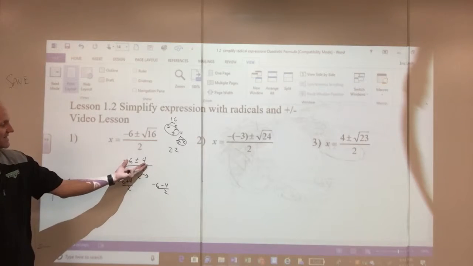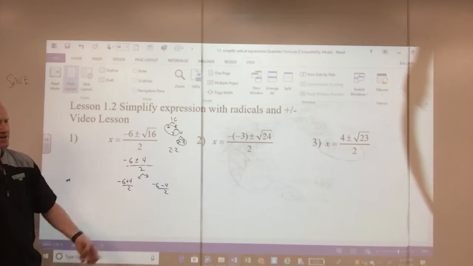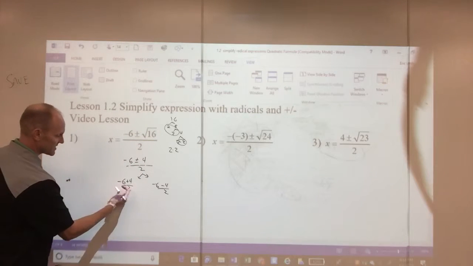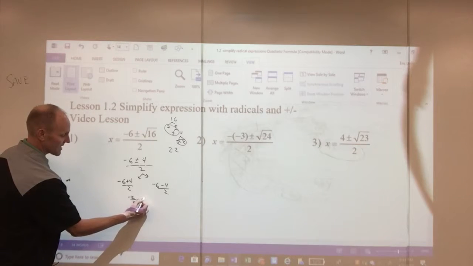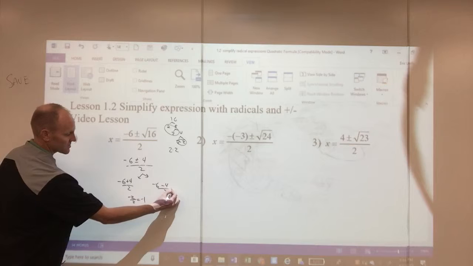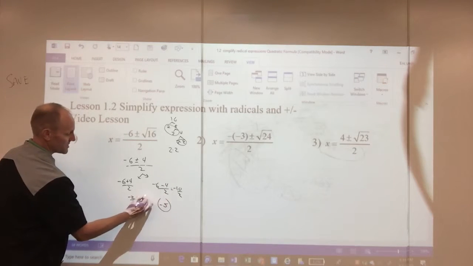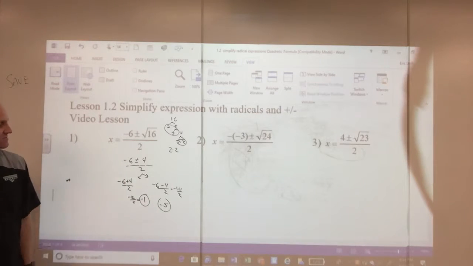We can't always add these terms. If this was a radical, you can't add the integer with a radical, but since it turned out to be another integer, we can do that. So in this case, negative 6 plus 4 is negative 2 over 2, which is negative 1. And in this case, this would be equal to negative 10 over 2, which would be negative 5. And those would be your two solutions when you simplify this, and you actually get values.